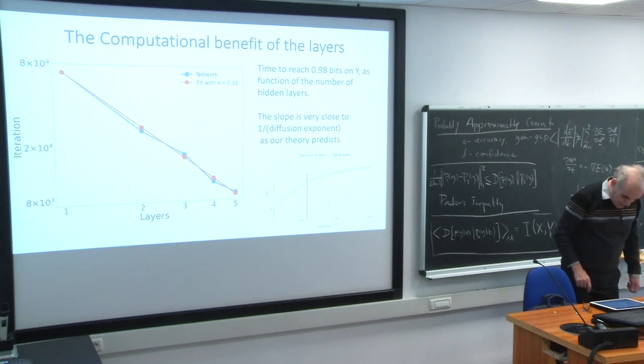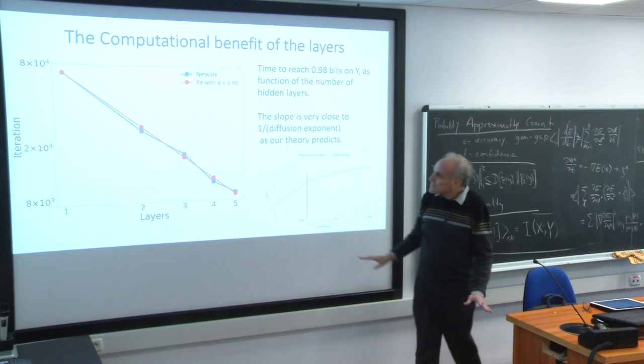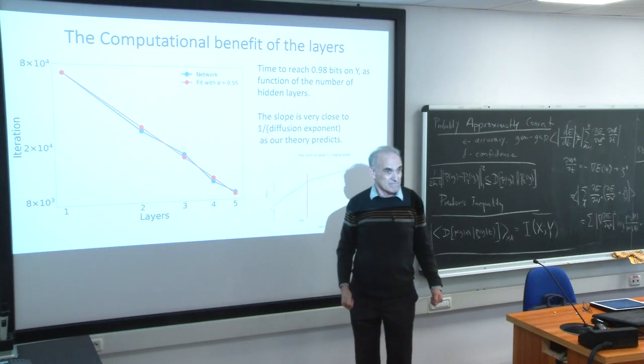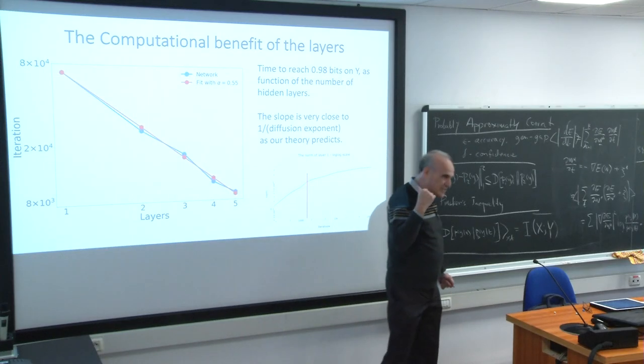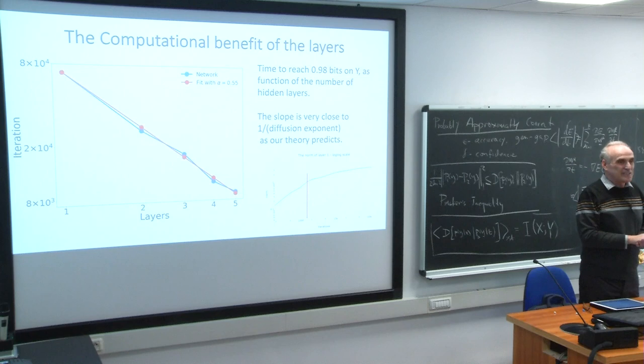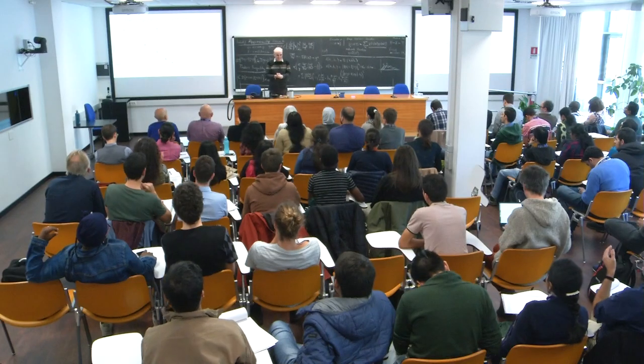I just want to show you how it looks in reality, and then I stop. This is the number of iterations. This is the number of layers. The red line is the power law, the expected power law. The blue line is the measurements. So it's perfectly obeyed by the networks. The time of convergence scales like a power law, which depends on the diffusion coefficients, with the number of layers. More layers, fewer iterations. Now the question: is this always true? Or is there something special about my problem? We'll talk about it tomorrow, and about symmetries and other things. All right, thank you.